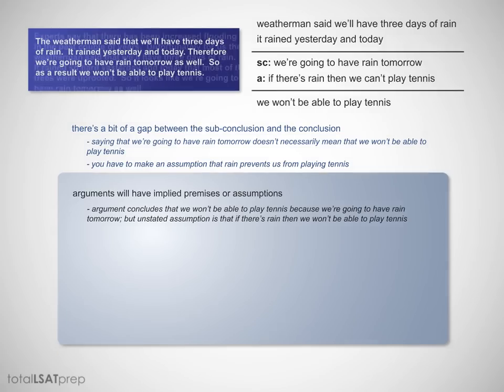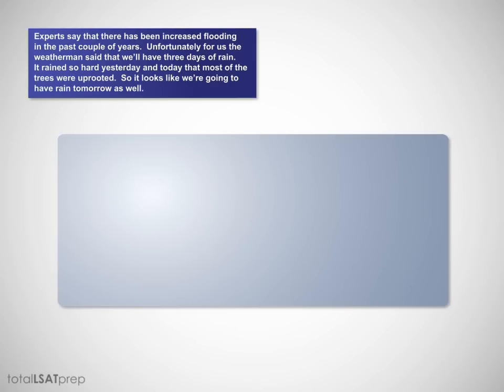Now let's take a look at this argument. Experts say that there has been increased flooding in the past couple of years. Unfortunately for us, the weatherman said that we'll have 3 days of rain. It rained so hard yesterday and today that most of the trees were uprooted. So it looks like we're going to have rain tomorrow as well.